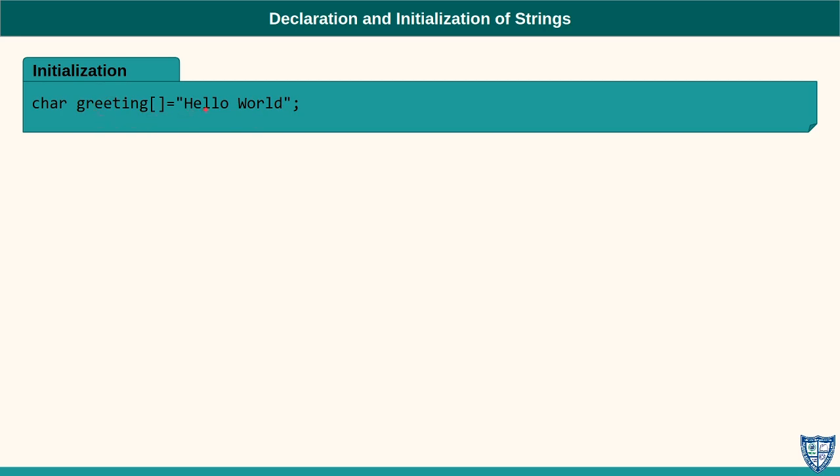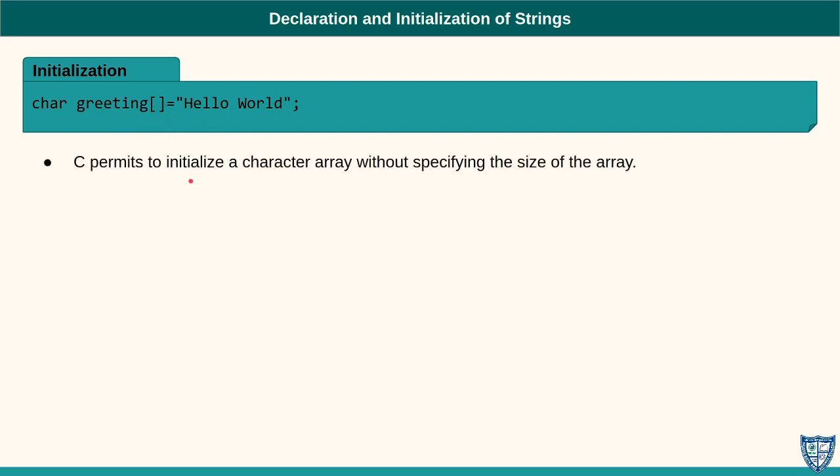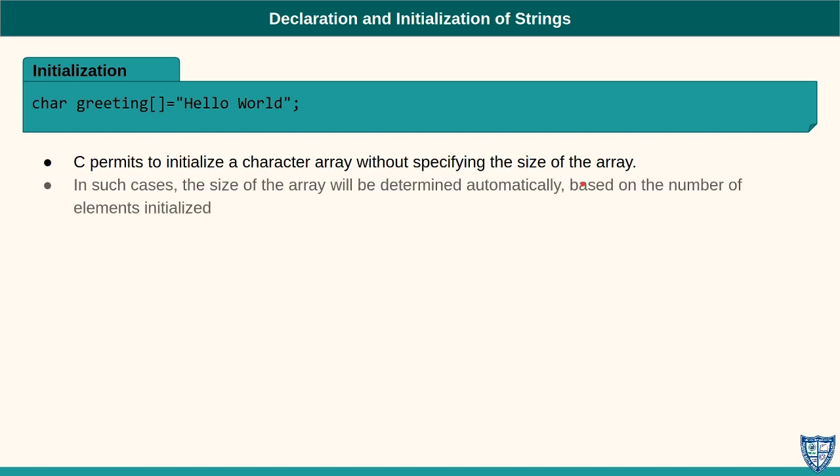1, 2, 3, 4, 5, 6, 7, 8, 9, 10, 11 plus 1, 12. So greeting will have size 12. We don't have to put it here explicitly. That's what is mentioned here. C permits initializing a character array without specifying the size of the array. In such cases, the size of the array will be determined automatically based on the number of elements initialized.